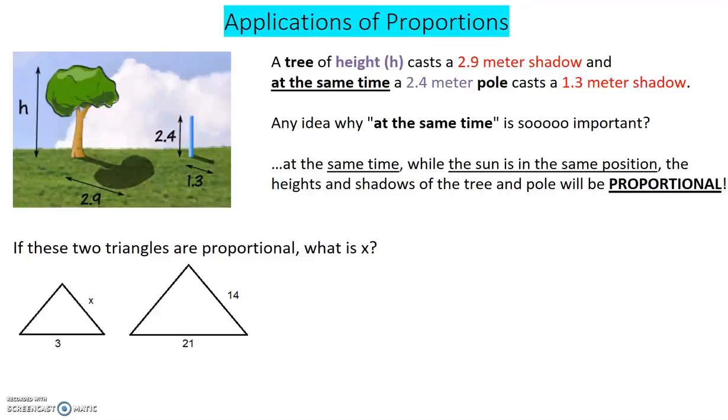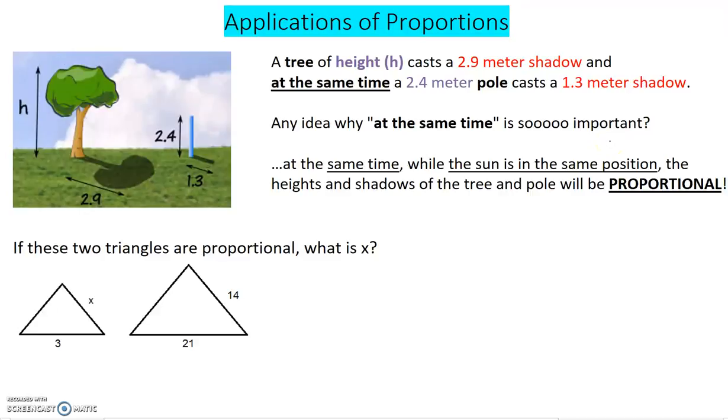So the idea here is we have a tree and we have a pole, and they're both casting shadows. So let's read through the problem, and then we'll do our prep work. A tree of height h casts a 2.9 meter shadow, and at the same time a 2.4 meter pole casts a 1.3 meter shadow. So any idea why "at the same time" is so important? Well, this is the prep work.